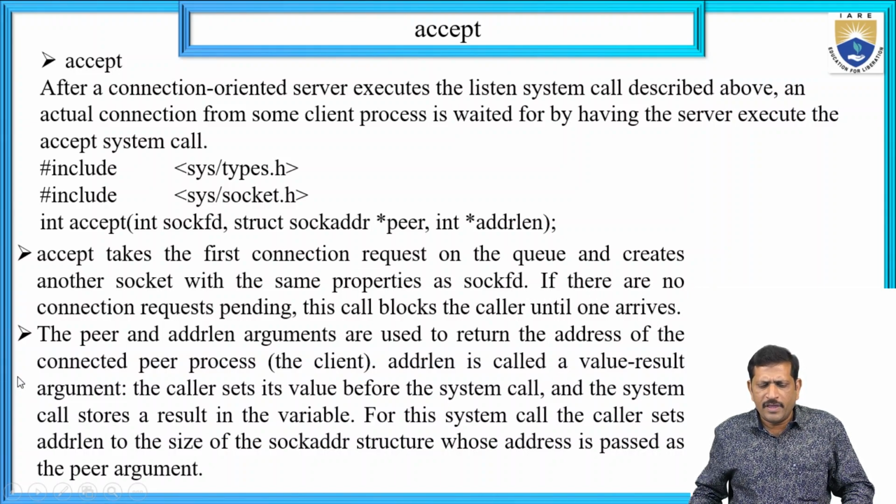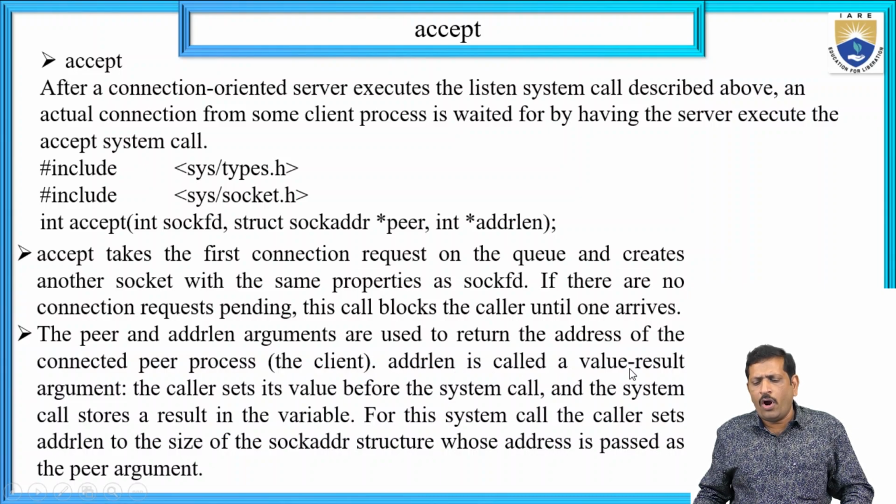If there is no connection request pending, this call blocks the caller until one arrives. If the server does not accept, the client keeps waiting to get the accept from the server. Once the accept request is received by the server, the client immediately starts the process. The peer and address arguments are used to return the address of the connected peer process, that is, a client.